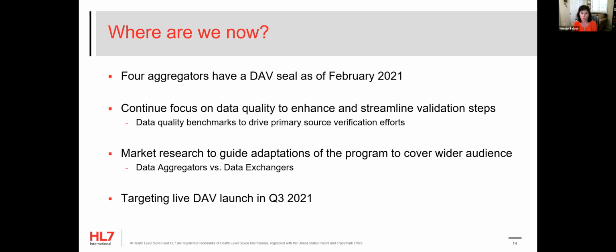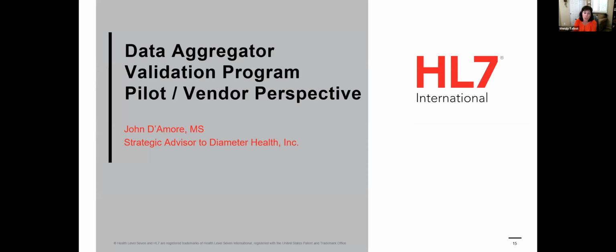We are not necessarily enrolling yet, but we're starting to keep a list of interested entities, with the hopes to launch the application process here in May to really get started probably sometime mid-July to run the program. So with that, I'm going to pass over to John Demore, who is the strategic advisor at Diameter Health, and he will talk to you some more about the data aggregator program.